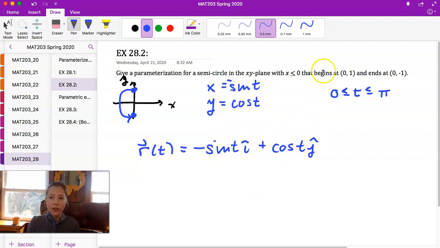And of course, you could have kept it with, say, x is cosine of t, y is sine of t, and you could have adjusted to go from pi over 2 to, say, 3 pi over 2, for example. So there are different ways you could have done this. All right, let's keep going.